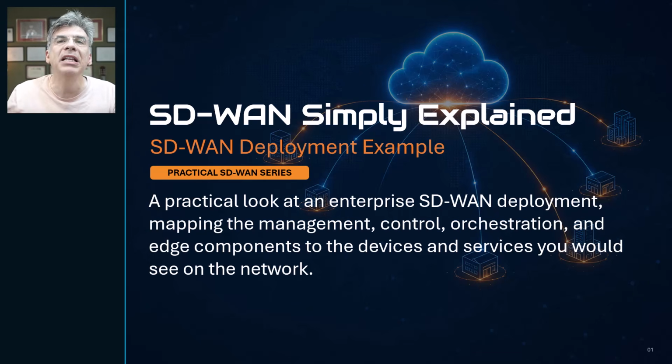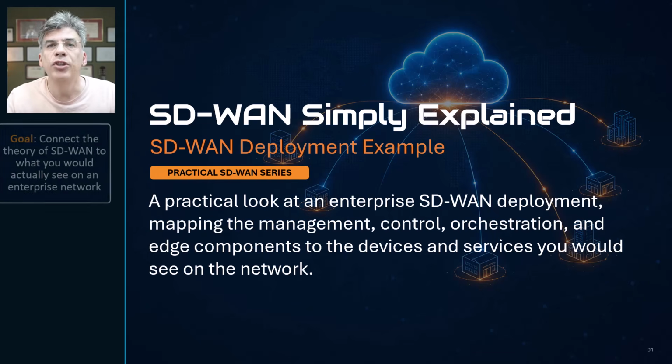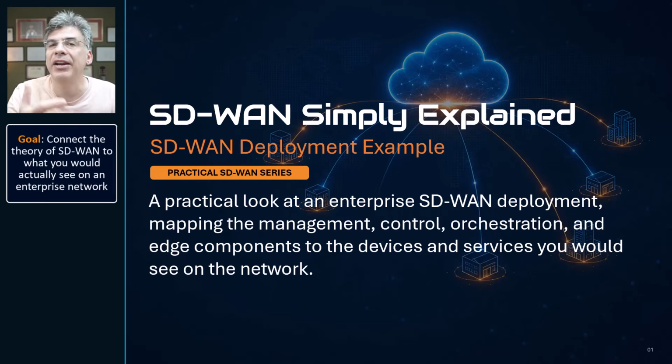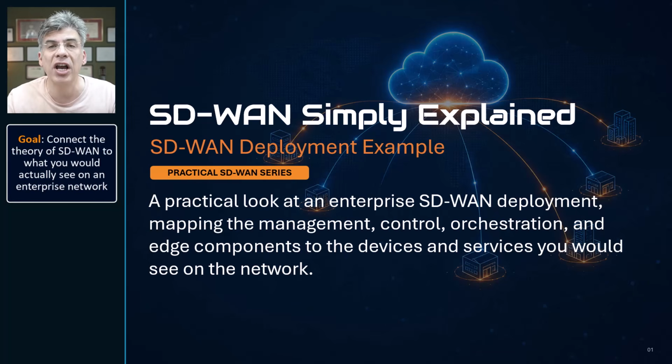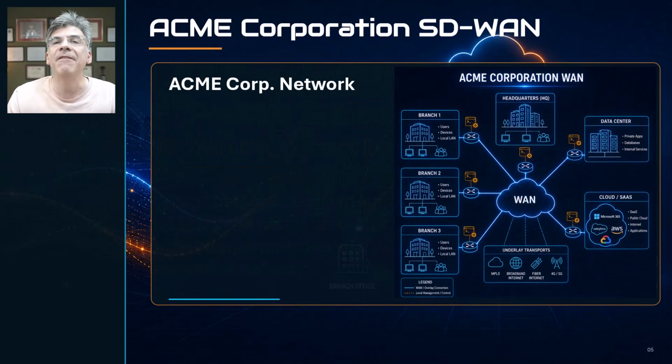We'll look at a simple example of an enterprise network, then we'll map the SD-WAN components to actual devices, virtual machines, cloud services, and routers that you might see in a real deployment. The goal is simple: to connect the theory of SD-WAN architecture with the actual things you would see on such a network. Let's imagine a fictional company called Acme Corporation.